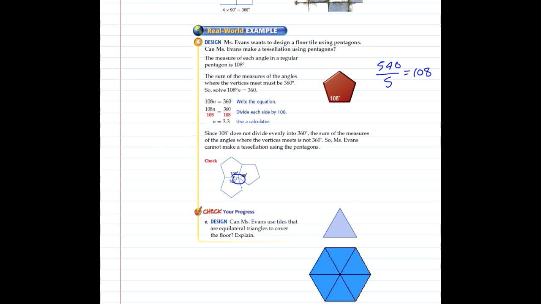Can Ms. Evans use tiles that are equilateral triangles to cover the floor? Well, here's an example of our equilateral triangle. Remember, in an equilateral triangle, all sides are congruent, all angles are congruent, so each of my angles is 60 degrees. And you can see from my example that I can indeed tessellate with an equilateral triangle because 60 times 6 is 360.